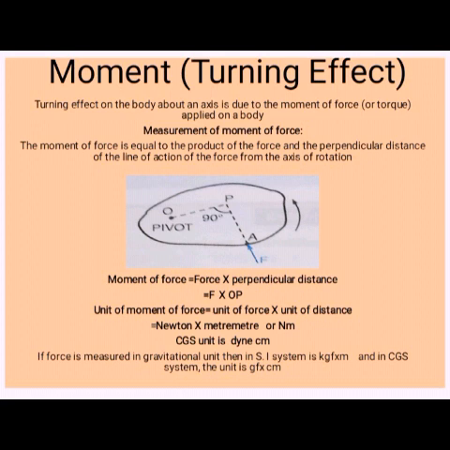That means here you can see the rotational motion. That means you are applying the force in the other direction, not in the free direction. This is a moment of force or turning effect. Turning effect on the body about an axis is due to the moment of force applied on the body. How do we measure it? The moment of force is equal to the product of the magnitude of the force and the perpendicular distance of the line of action of the force from the axis of rotation.